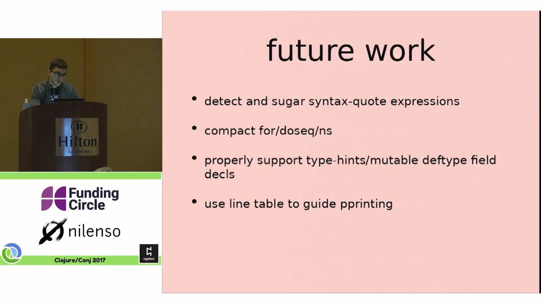Support for macros like for and doseq is there, but I don't support when and let in for and doseq, because it turns out that it's really, really hard to parse that. And ns is not compacted because the output code is readable enough, but it's something that I'm looking to do in the future. And another interesting thing to do maybe is to use the line table to guide proper pprinting, which is something that I'm not doing at the moment.